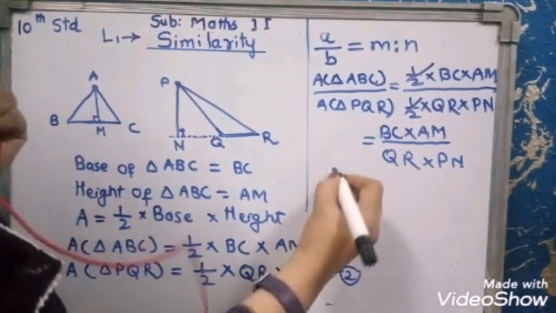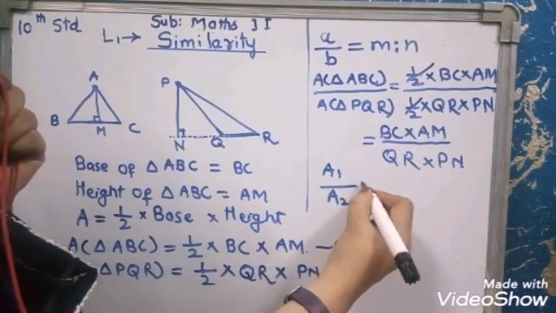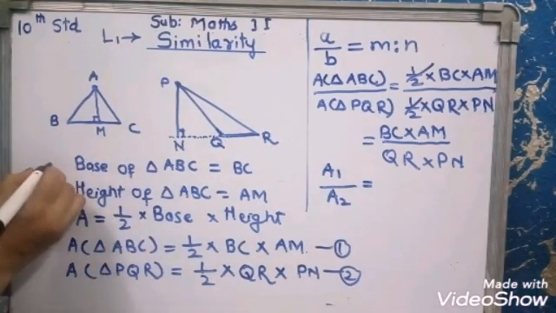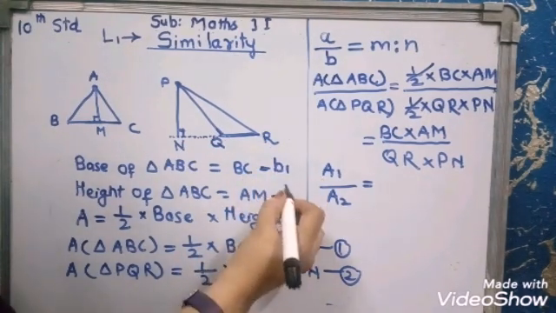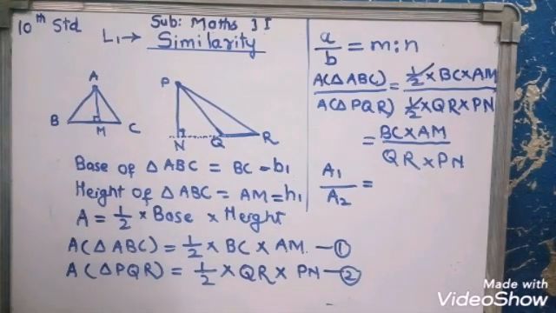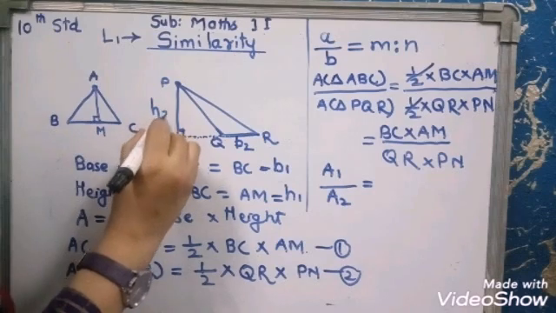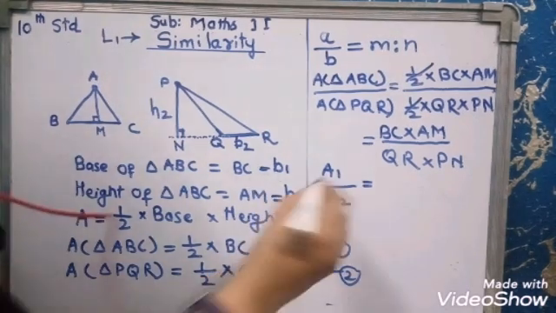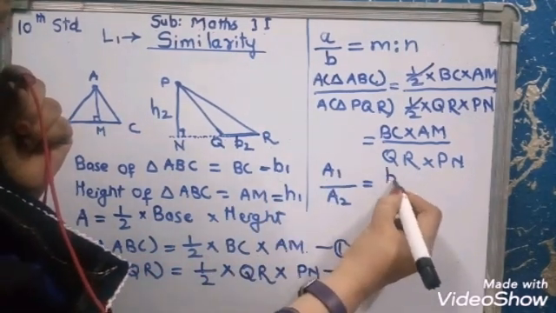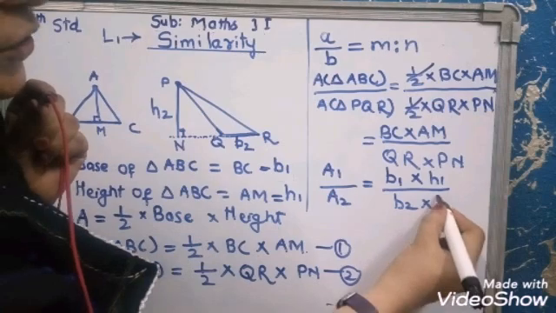If we denote area of the first triangle as A1 and area of the second triangle as A2, base of the first triangle as B1, height of the first triangle as H1, base of the second triangle as B2 and height of the second triangle as H2, then the ratio of the areas of the two triangles, that is A1 upon A2, is equal to B1 into H1 divided by B2 into H2.